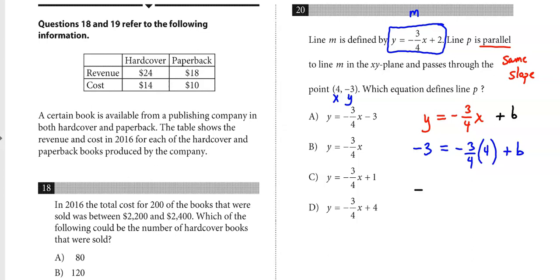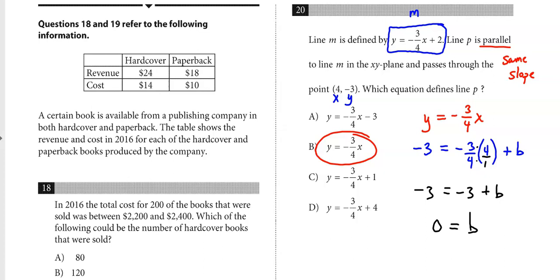And this is negative 3. Well, this is 4 over 1. So that's a negative 12 divided by 4. That's a negative 3 plus B. Add 3 to both sides. It looks like B equals 0. So if B equals 0, my answer is just y equals negative 3/4 x. So correct answer here is going to be B.